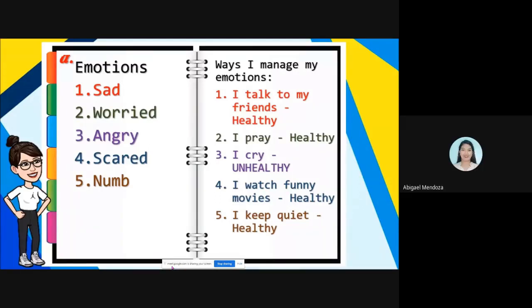Emotions. Sad. Ways I manage my emotions. I talk to my friends. It's healthy. Worried. I pray. It's healthy. Angry. I cry. Unhealthy. Scared. I watch funny movies. Healthy. Numb. I keep quiet. Healthy.